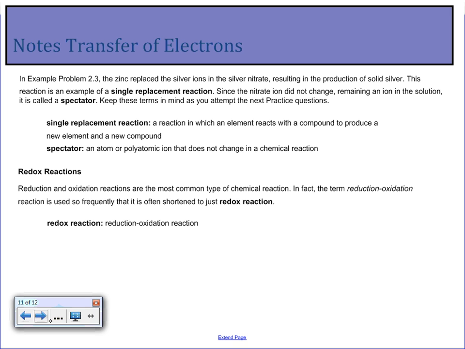Now, redox reaction, as reduction and oxidization reactions, are the most common type of chemical reaction. In fact, the term reduction-oxidization reaction is used so frequently that it is often shortened just to redox reaction. So redox reaction is a reaction in which both reduction and oxidization take place.